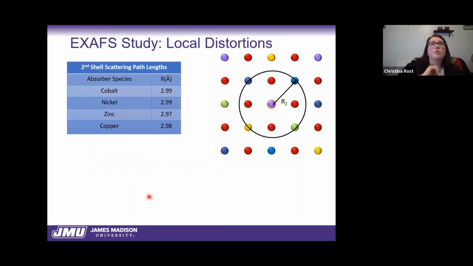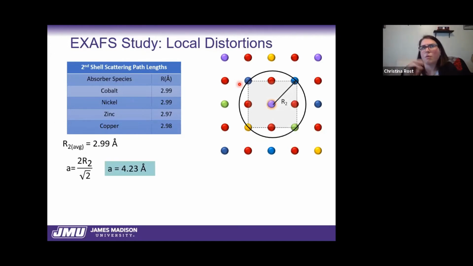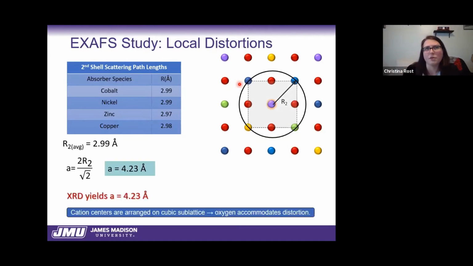Awesome. The story's not over. We can kind of confirm this hypothesis by looking out into the second nearest neighbor shells. So here's our second shell scattering path lengths. We can see for all of them, they're approximately the same, okay? And it averages out to be about 2.99 angstroms. The second shell scattering path, or half the scattering path, is really 1/2 the face diagonal of our unit cell, okay? So if we just run some quick math here to determine our lattice parameter based on this, we find it to be 4.23 angstroms, which is exactly what we found with the XRD.